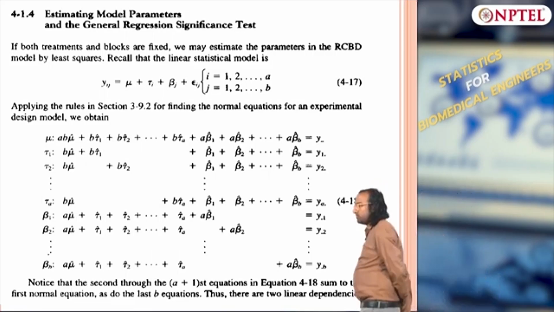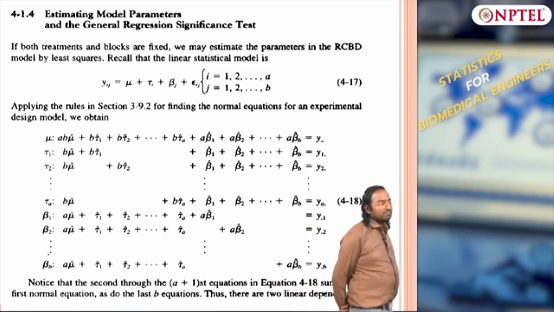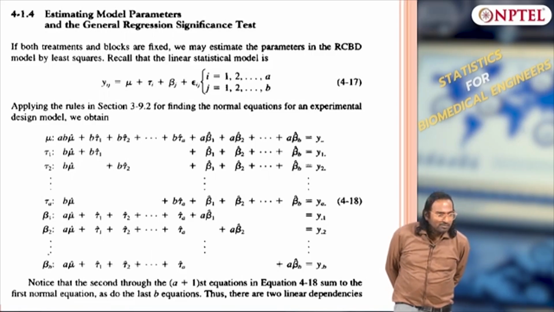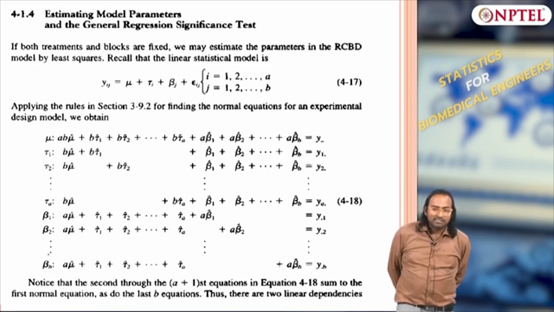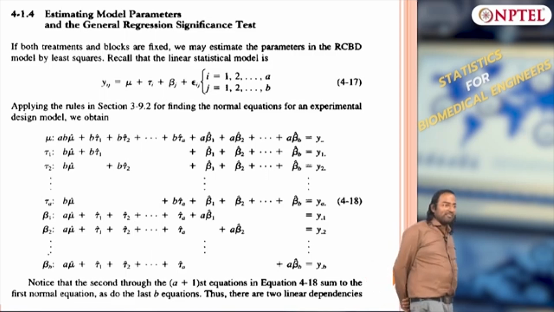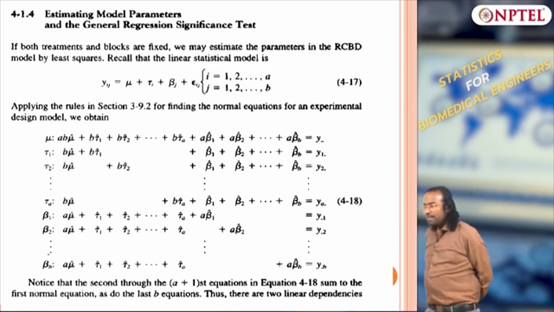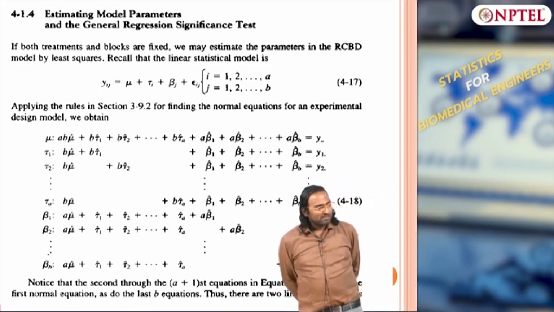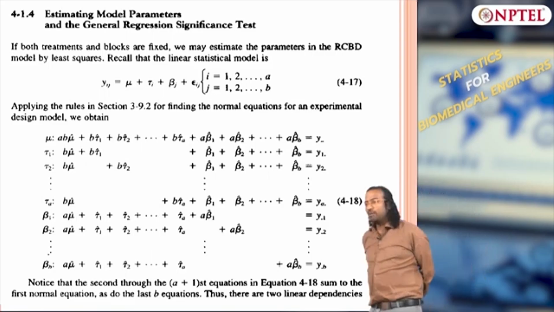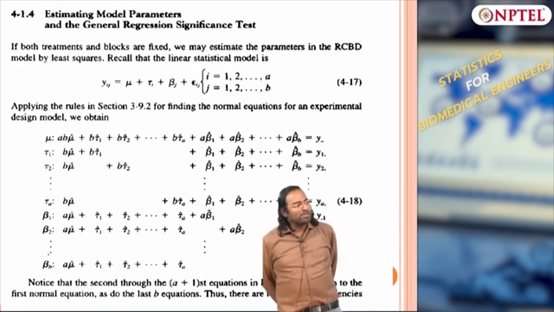How many regression equations will I have? Totally how many parameters are there? Remember the rules. Y equals mu plus tau i plus beta j plus epsilon ij. How many parameters are there? Mu is 1, tau i is a parameters, beta j is b, so a plus b plus 1 equations. For ANOVA it was a plus 1 equations, now this is going to be a plus b plus 1 equations, clear. So that is rule number 1: the total number of equations is equal to the total number of parameters, which is a plus b plus 1 equations.